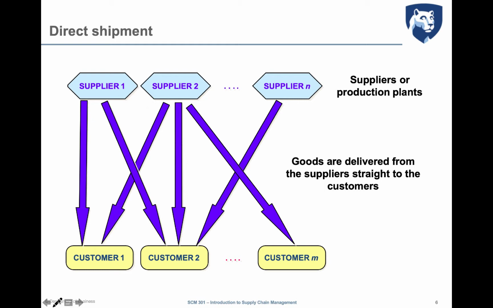We have seen direct shipment. Direct shipment is the absence of a distribution network, where from the supplier or plant, goods, final products, are stocked directly at the plant level and sent directly to the final customer. So goods are delivered from the supplier straight to the customers.